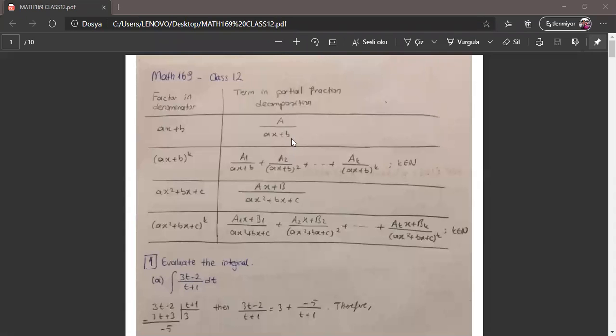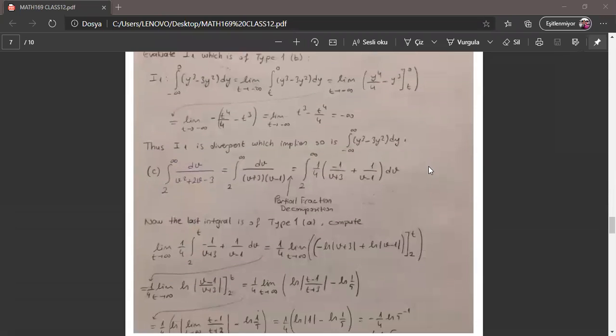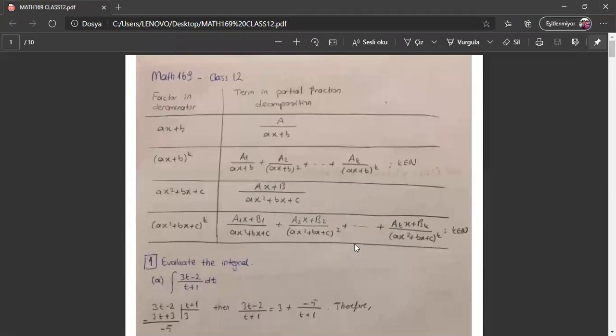Hi everyone, we will solve this worksheet which is about partial fraction decompositions and also improper integrals. It's quite a long worksheet actually. Let's start. So we have this table.